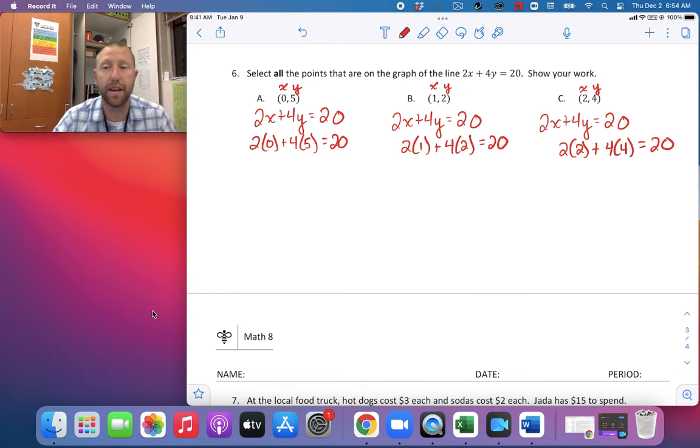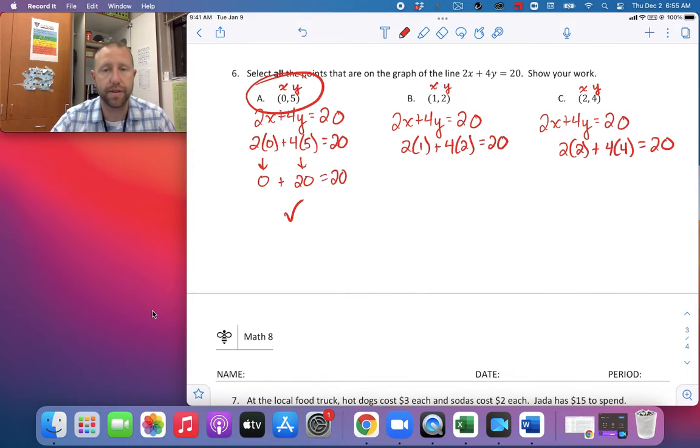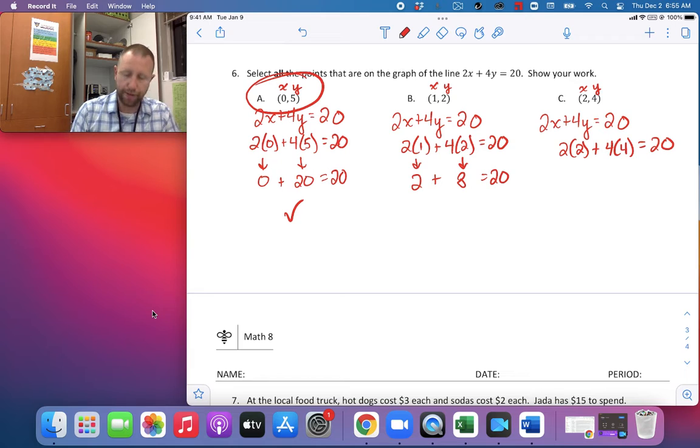And then I just need to simplify them to see if it actually makes the equation true or not. Any number times 0 is 0. 4 times 5 is 20. 0 plus 20, does that equal 20? Yes, it does. I'm going to circle that as one of my answers. Okay. For the next one, 2 times 1 is 2. 4 times 2 is 8. Does 2 plus 8 equal 20? No, 2 plus 8 equals 10. So no, I'm not going to circle that one.